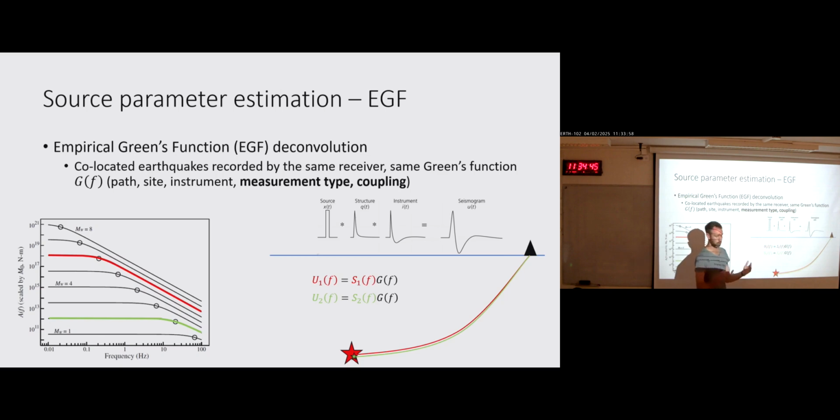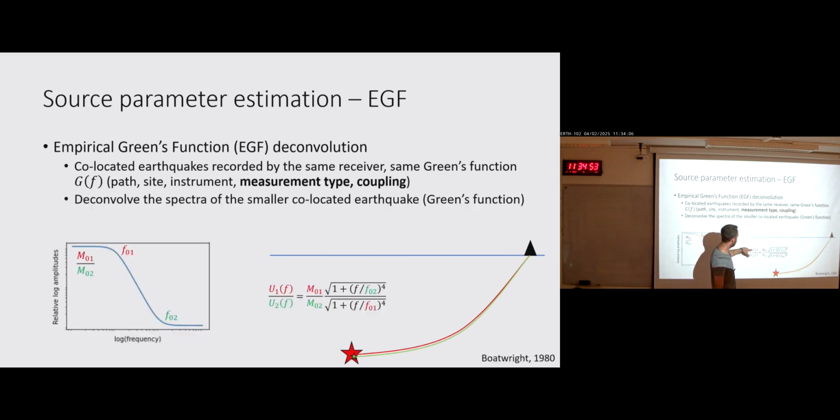So we can take two earthquakes, convert to the frequency domain, and the idea is that if we divide the two spectra one by the other, we get rid of all these terms. Path, site, instrument, everything that we don't really care about. And then the model looks a bit different. This is how the model looks. We have on the left here the ratio between the two seismic moments. Then we have the corner frequency of the larger earthquake and the corner frequency of the smaller earthquake. This model is much simpler to work with because we don't have to account for all these things.